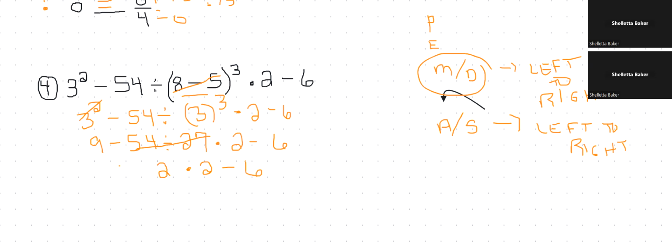And now our multiplication comes next. 2 times 2 gives us 4. So we're done with that multiplication step. We're going to carry down the 6 and the 9 in front. Now from left to right, we have 9 minus 4, that gives us 5, minus 6. Our final answer will be -1.